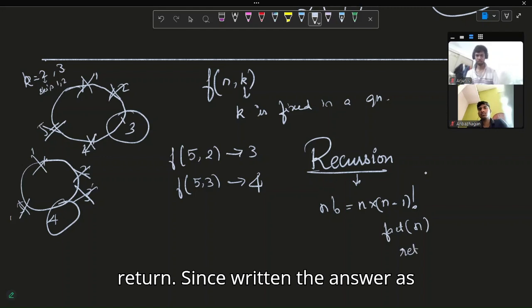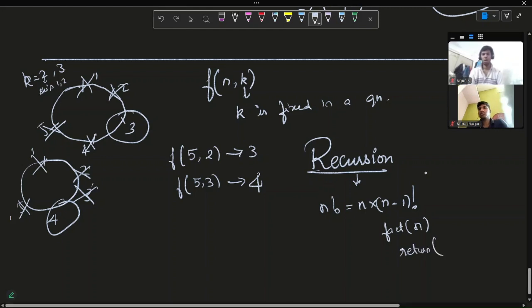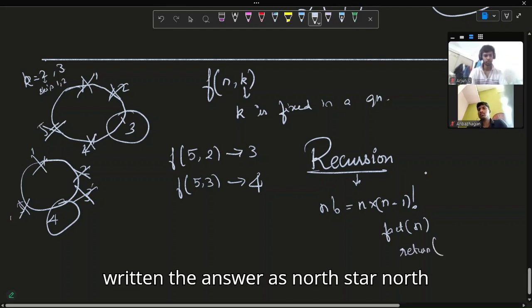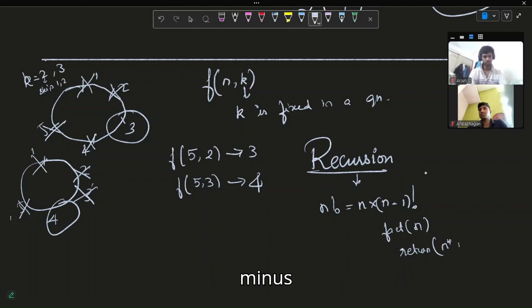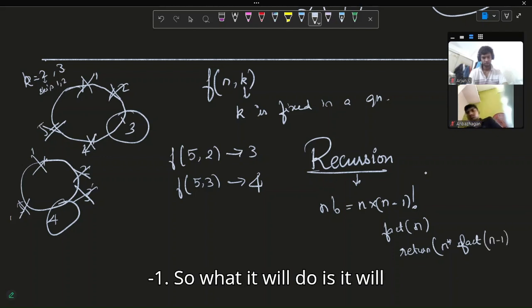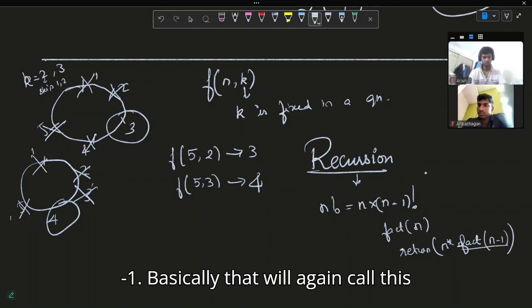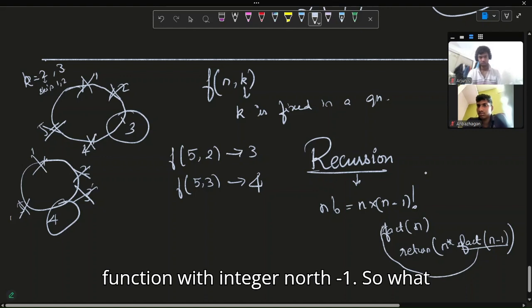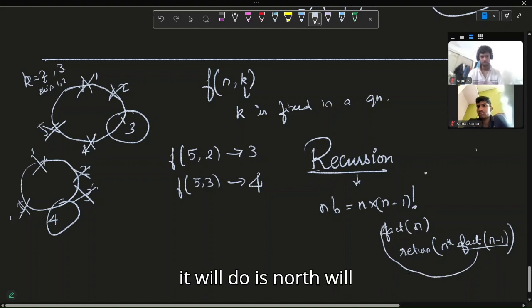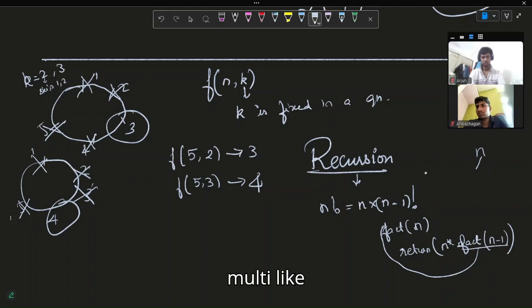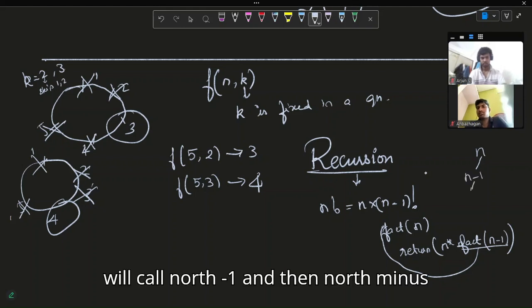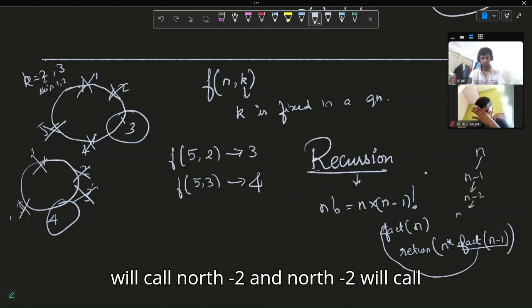and then you will type return, which means return the answer as n star factorial of n minus 1. So it will multiply n into factorial of n minus 1. Basically, that will again call this function with integer n minus 1. So n will call n minus 1 and then n minus 1 will call n minus 2 and n minus 2 will call n minus 3.